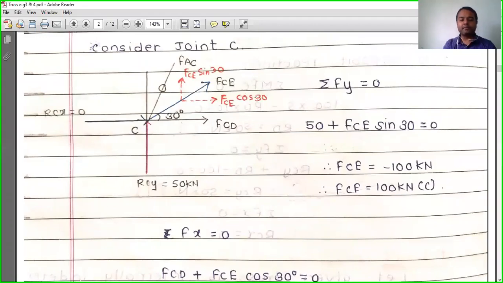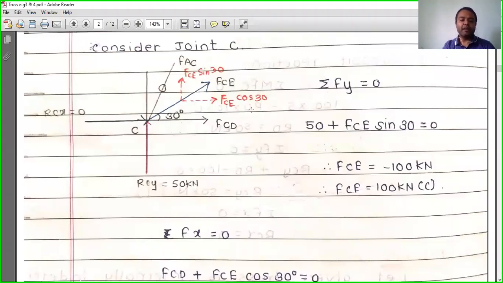Okay. Next, apply only two equilibrium equations, that is summation Fx equal to 0 and summation Fy equal to 0, because we are applying the joint method. In the joint method, we are able to apply only two equilibrium conditions. And in the joint method, at a joint there must be a maximum of two unknowns. So here FCE and FCD are the two unknowns.